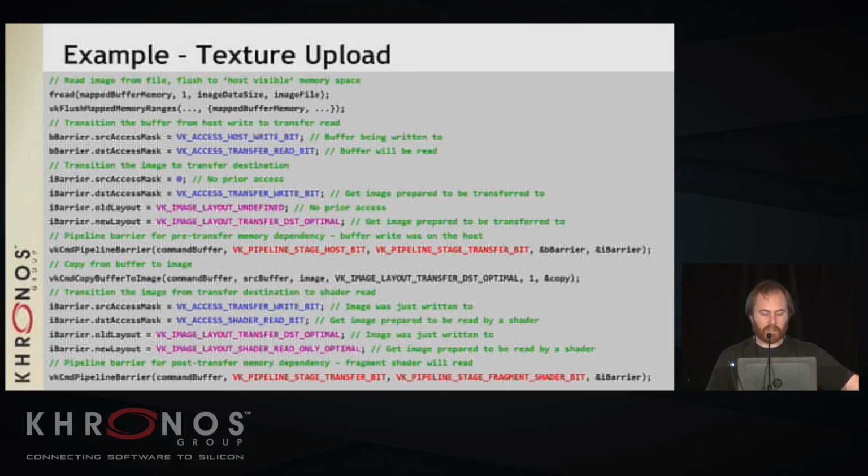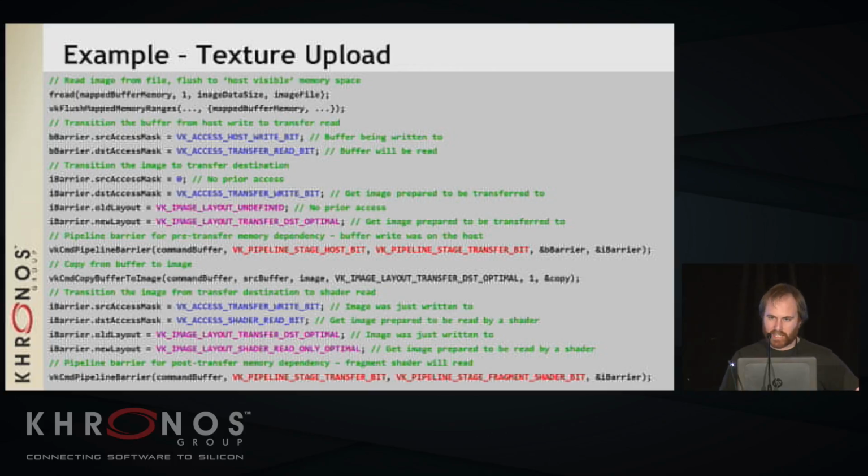We say there's no prior access for the access type, and there was no old layout because we haven't set one yet. But then for the destination, very similar story as the buffer. We need to write to that from a transfer. So we set the access type and also the layout. Both match up. And once we've set that up, we can then do a command pipeline barrier, which can go to the GPU.